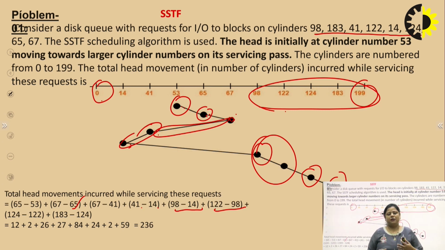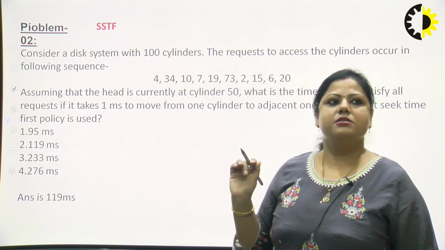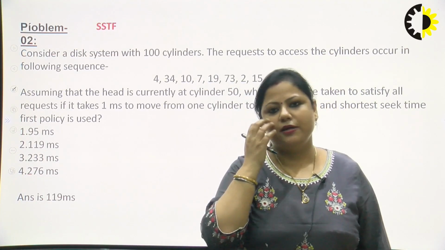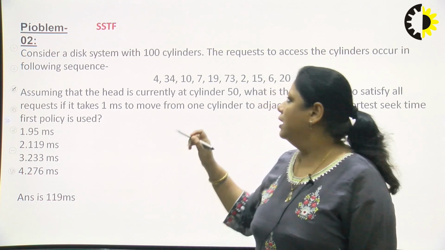Consider some disk scheduling requests for input output to blocks on cylinders, given in sequential form. Now the SSTF scheduling algorithm is used here. So what will be the answer? The answer is 236. There is another example of the SSTF disk scheduling algorithm.